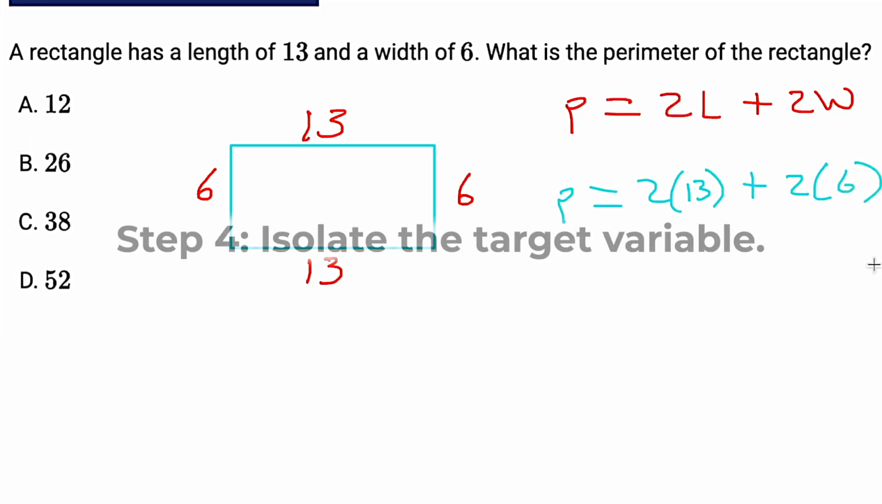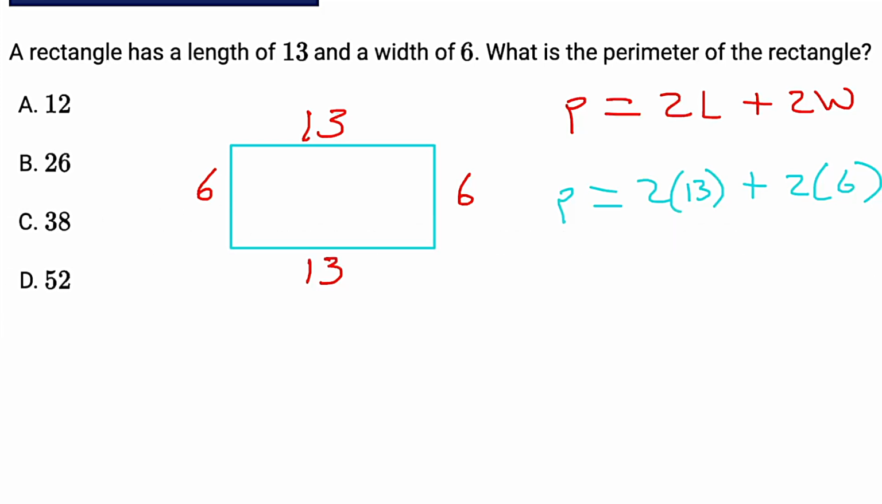And then our final step, step 4, is to isolate the target variable. The target variable being the unknown that we're supposed to solve for. Here we know we're solving for perimeter, which is P, so we've already got it isolated, and then we just need to simplify the right side. So P equals 26 plus 12. 26 plus 12 is 38, so our answer is C, 38.